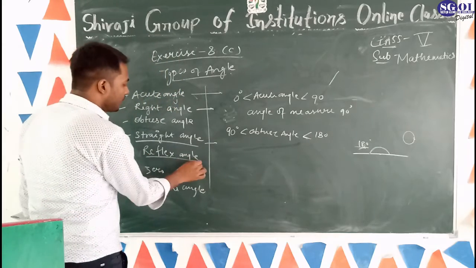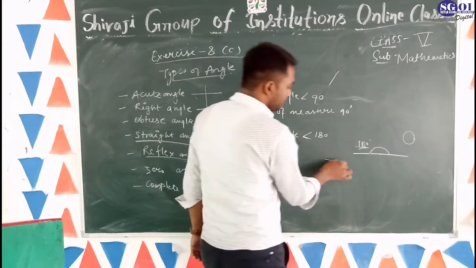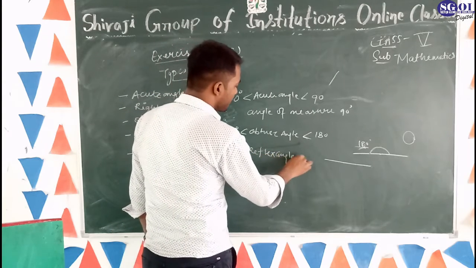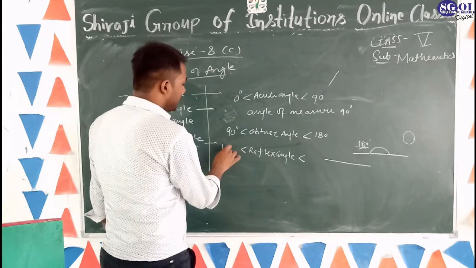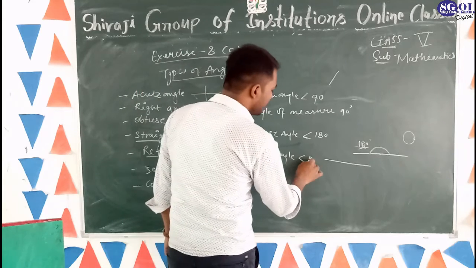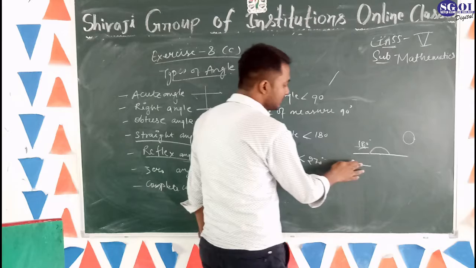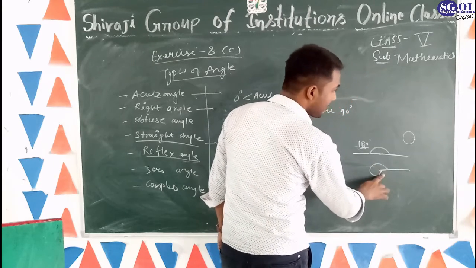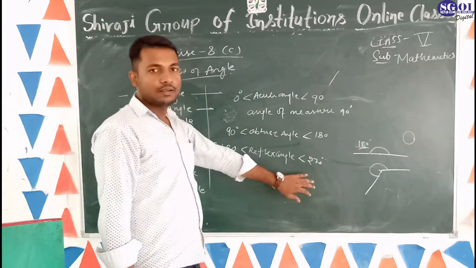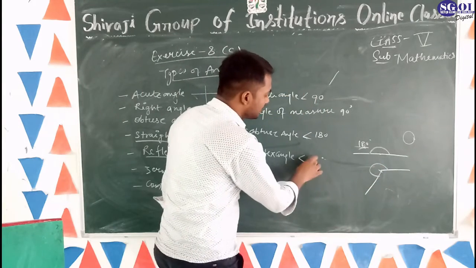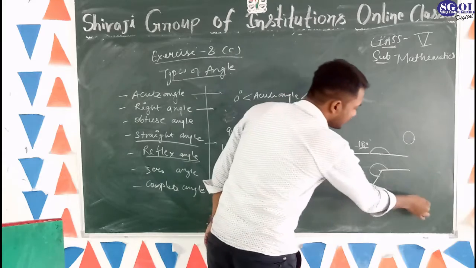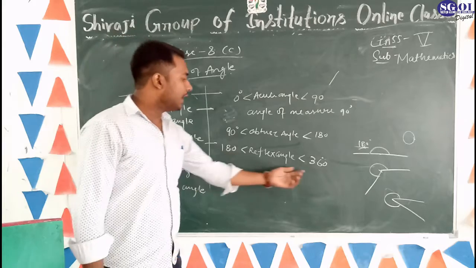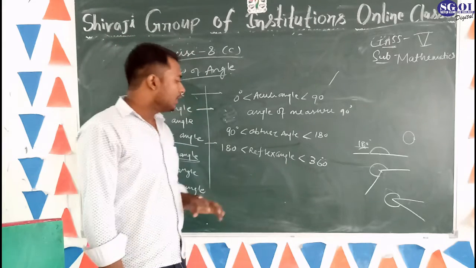Okay, what is a reflex angle? A reflex angle is greater than 180 degrees and less than 270 degrees. Okay, so this is the reflex angle. Sorry, this is not 270, this is 360. Either way, this angle is a reflex angle. So an angle greater than 180 degrees and less than 360 degrees is called a reflex angle.